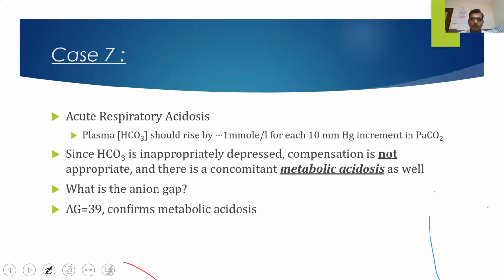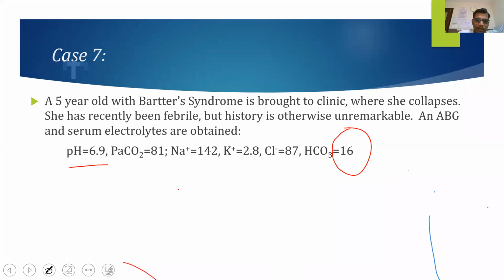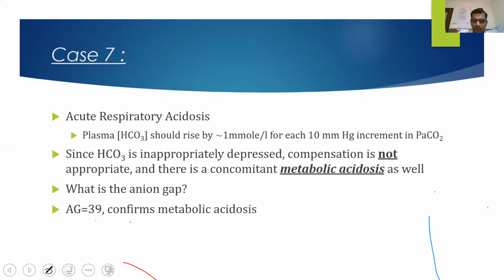Now this is a slightly difficult example. I'll explain. Look at the case scenario: Bartter syndrome. In Bartter, what you expect is loss of chloride and metabolic alkalosis. In this patient there is a metabolic acidosis, contrary to the expectation. In any metabolic acidosis, you have to look at the anion gap. Here the anion gap would be 142 minus chloride plus bicarbonate. The anion gap is very high, it is 39. So there is a high anion gap metabolic acidosis: respiratory acidosis plus high anion gap metabolic acidosis.